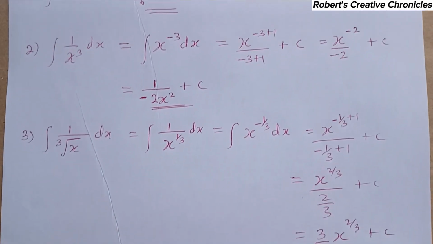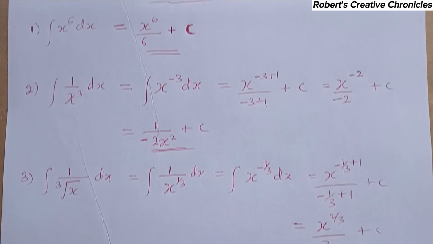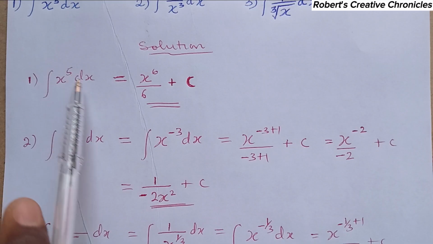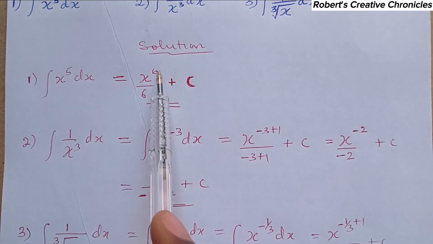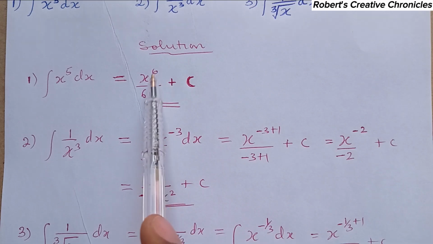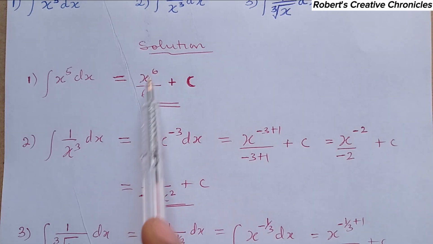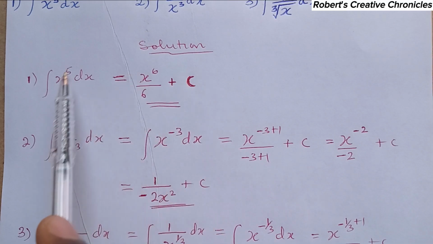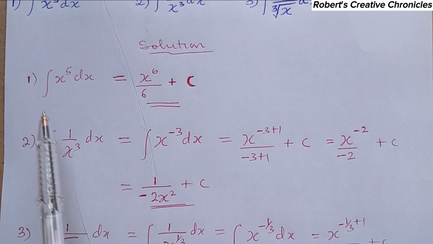Integration is just the reverse of differentiation. Now if you differentiate this function, you get this back. Let's differentiate this: we'll get 6x raised to the power of 5, then 6 will cancel 6, and we'll get x raised to the power 5. Then the derivative of a constant is 0. So you get x raised to the power 5 back.